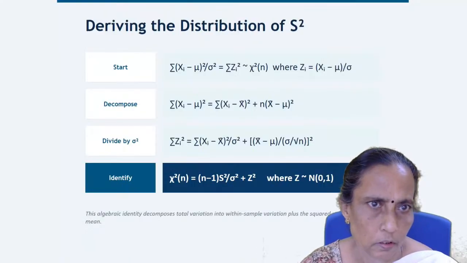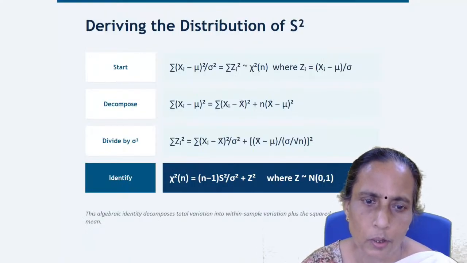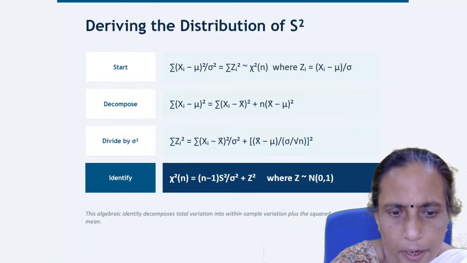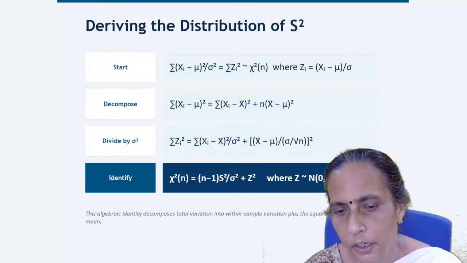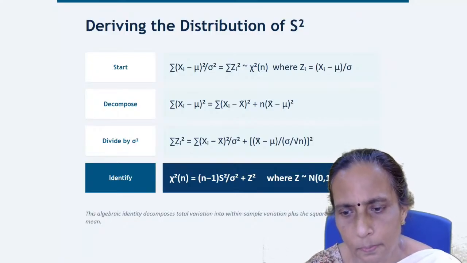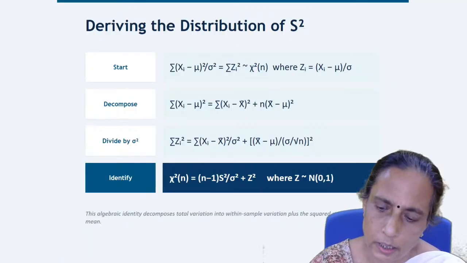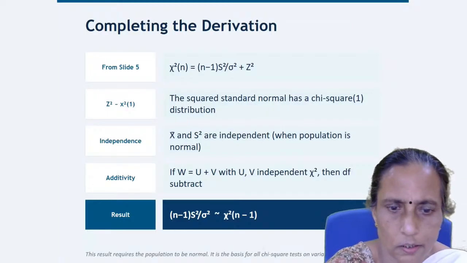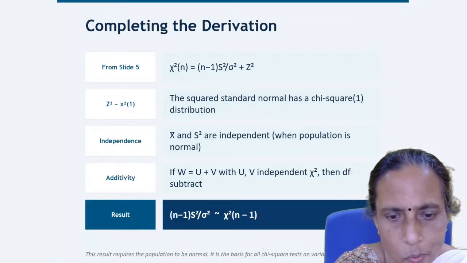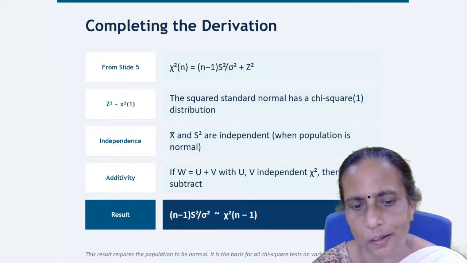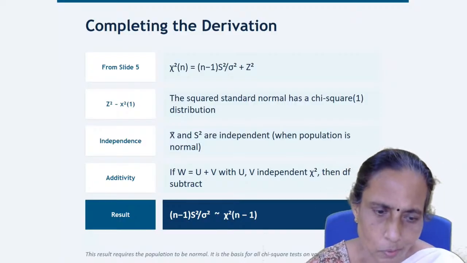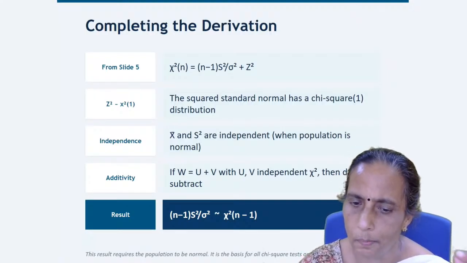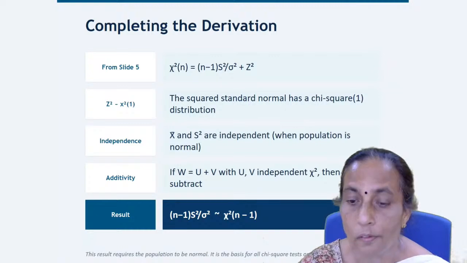So deriving the distribution of S square, the algebraic identity decomposes total variation into within sample variance plus the squared standardized mean difference. The result is that (n minus 1) S square by sigma square is chi-square with n minus 1 degrees of freedom. This result requires the population to be normal. It is the basis for chi-square tests on variance.